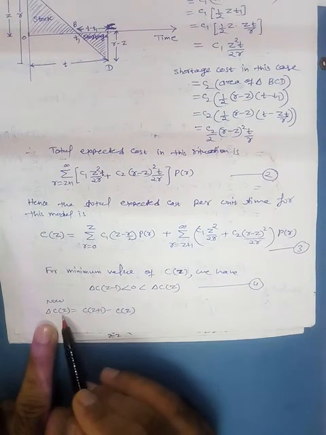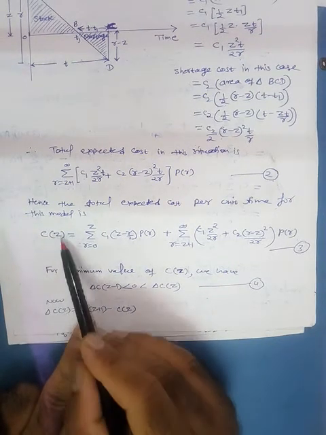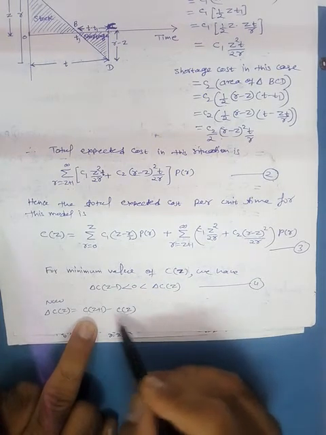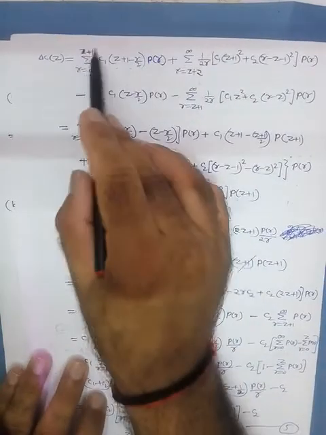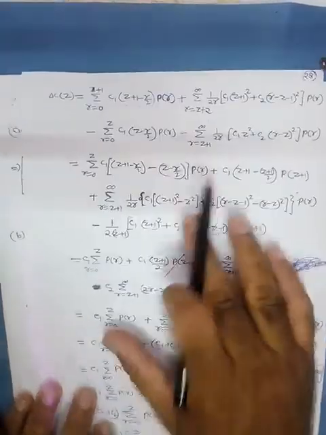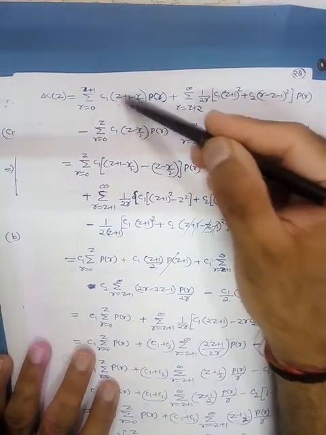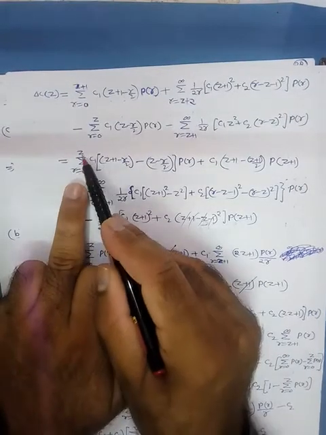So delta Cz is nothing but Cz plus 1 minus Cz. But we know what is Cz. So just replace z by z plus 1 here and then take the difference with Cz. So what will we get? Cz plus 1 will be this. Just replace z by z plus 1. So this is Cz plus 1 minus Cz. Now just summarize these two, assemble these two, because they are similar to each other. So take r from 0 to z.